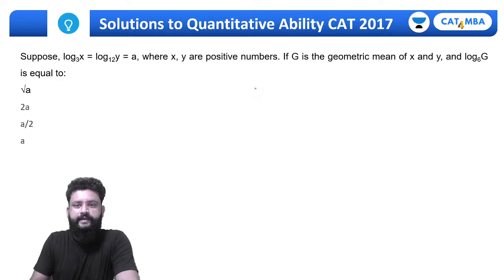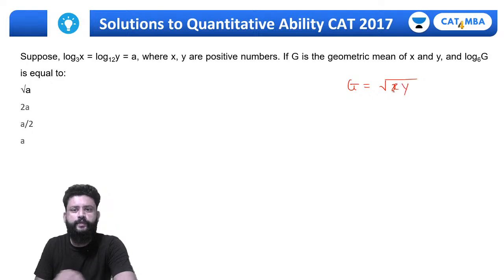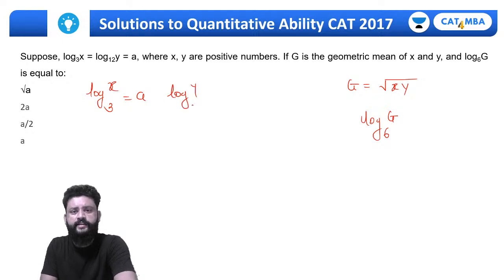Okay, so let's try. So first thing, G is the geometric mean between X and Y. That simply means geometric mean के लिए क्या होगा? G का value होगा under root of XY, right? And we are supposed to find what is the value of log of G to the base 6. Okay, first thing we are given with log of X to the base 3 is A. बिल्कुल easy question है ये logarithm का guys. And log of Y to the base 12 is also A.